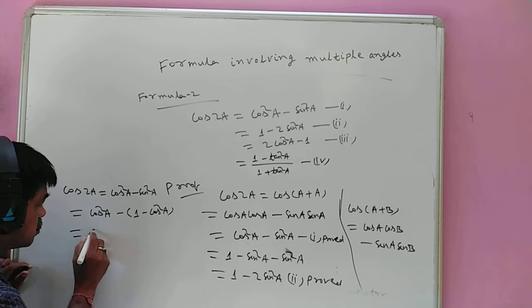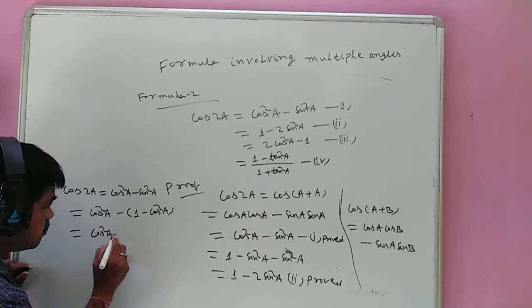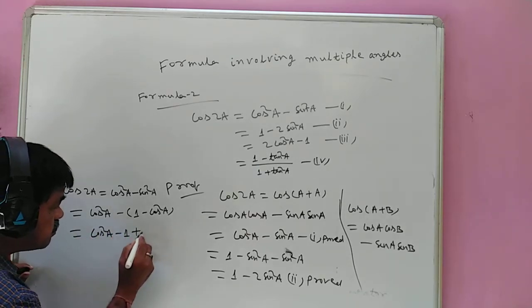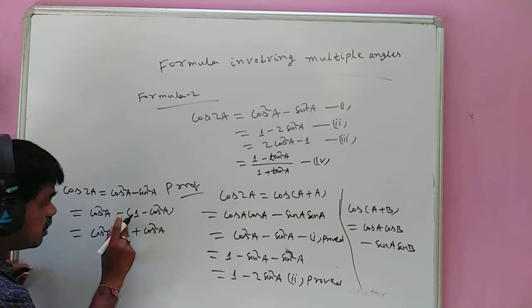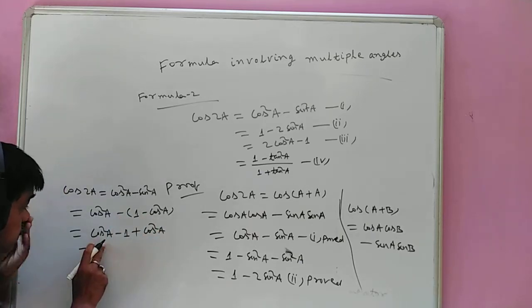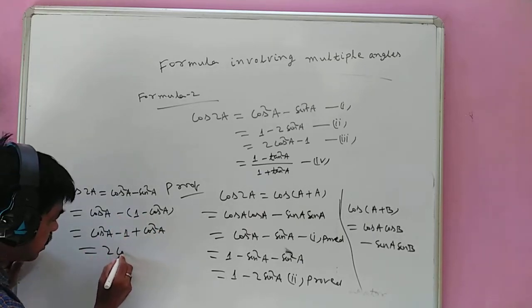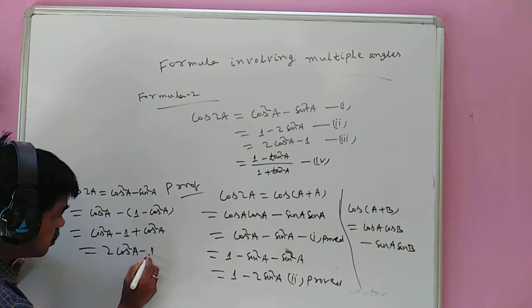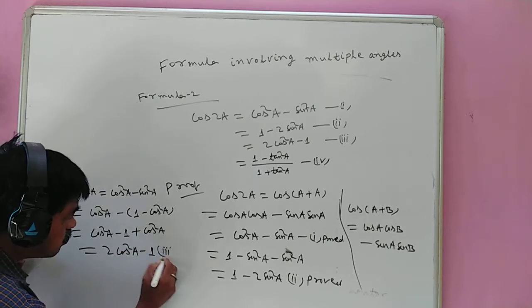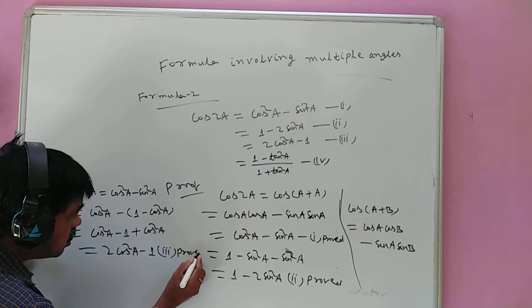Now if you open this bracket, this minus becomes plus 1. Minus 1 plus 1. So now it is cos square plus cos square, it is 2 cos square. So 2 cos square minus 1. So the third one is also proved. Everybody clear? Not clear?